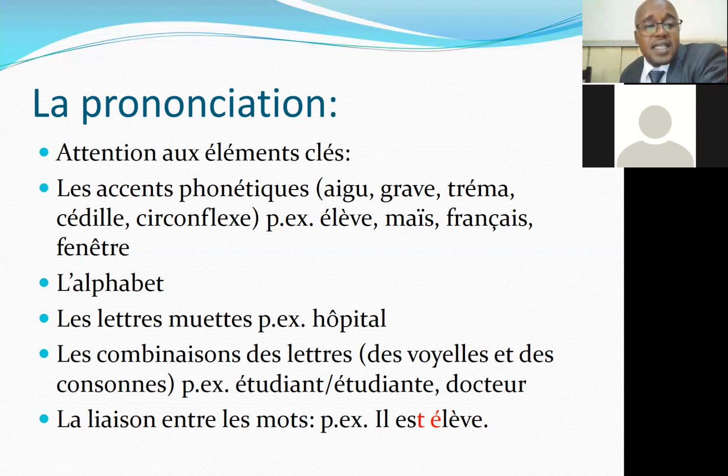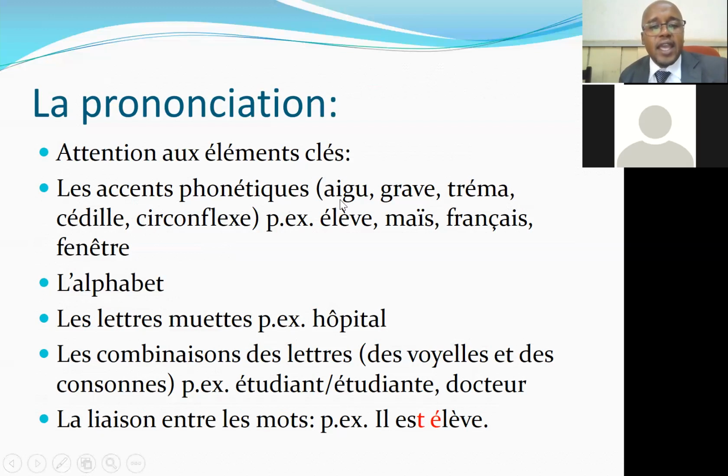Now, the pronunciation of words is determined by a number of things in French. That's why I've said there, attention aux éléments clés. Pay attention to these elements that are key. Éléments clés. French, unlike English and Kiswahili, has a number of punctuation marks. Now, they include the accents. We call them les accents phonétiques. And we have a number of them.